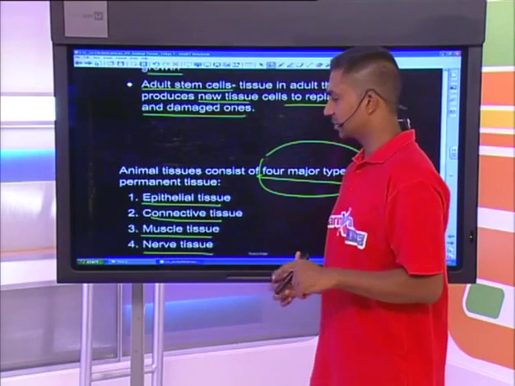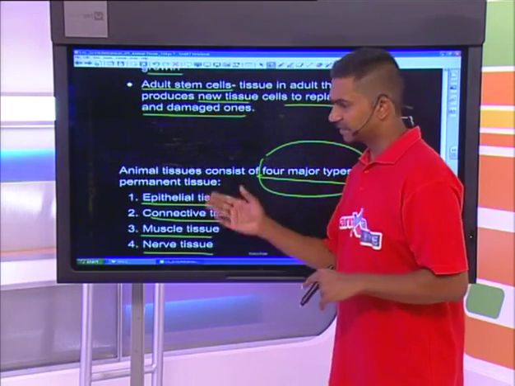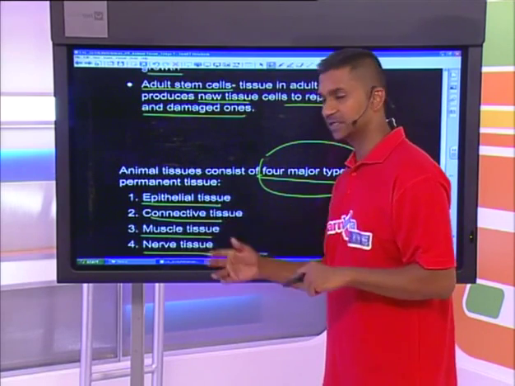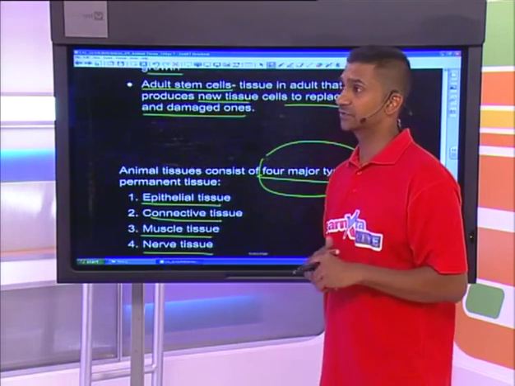We might not be able to see all, but I'll try and point out the different types of tissues to you, and then we will get back and look at the details of each of these tissues. So Knox, over to you.